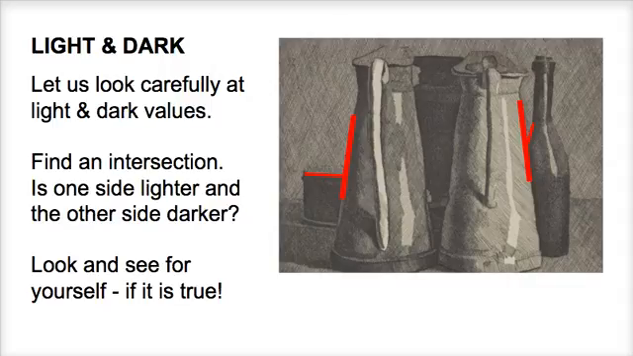Light and dark. Let us look carefully at the light and dark values in this picture. Find an intersection. I've drawn this one and this one. And then ask yourself, is one side lighter and one side darker? Just look for yourself and see if it is true.